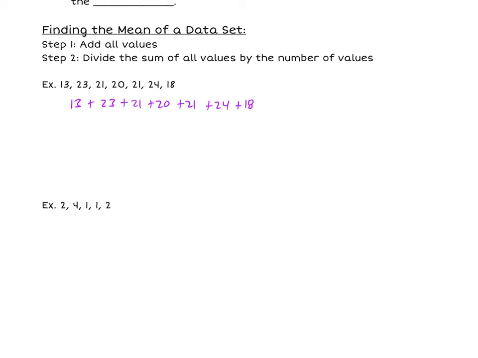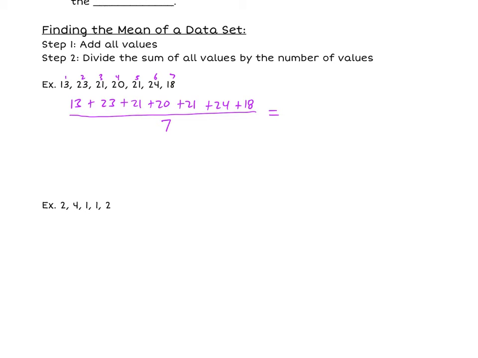And then after you add all those up, you're going to divide. I'm going to put a long division thing under there. What are we going to divide by? 7, because there's 7 numbers. If you count all the numbers, there's 1, 2, 3, 4, 5, 6, 7 numbers.